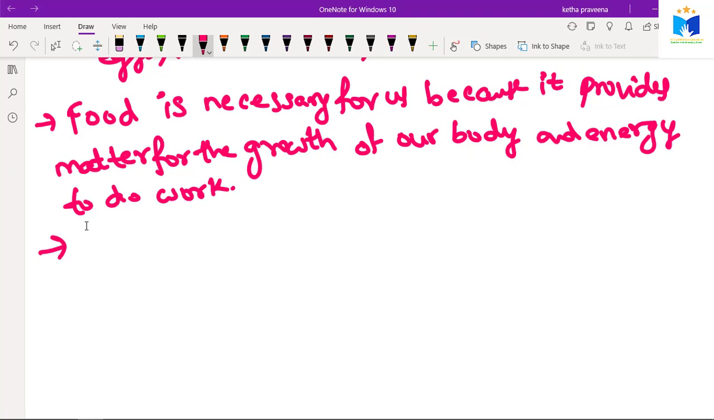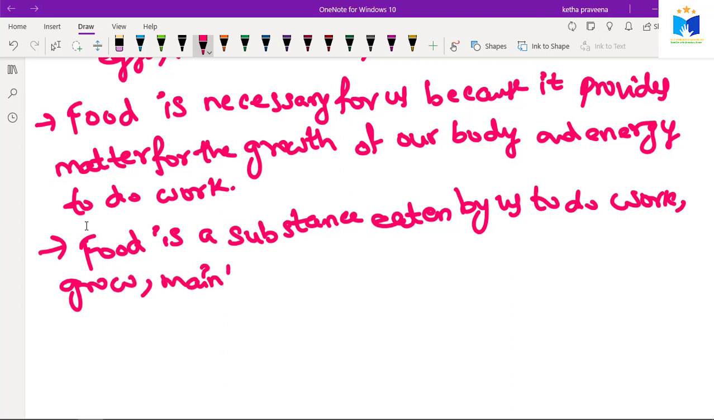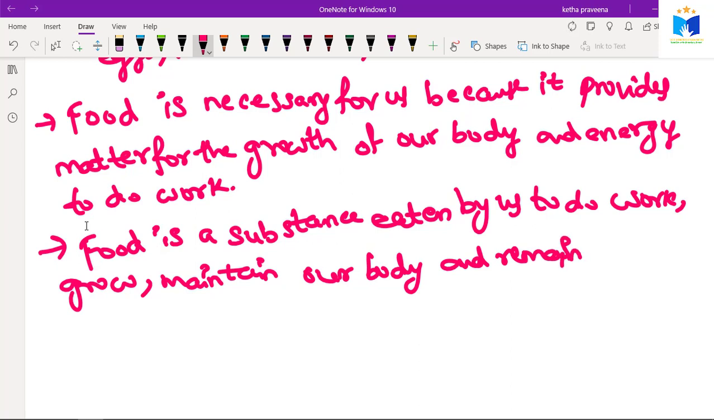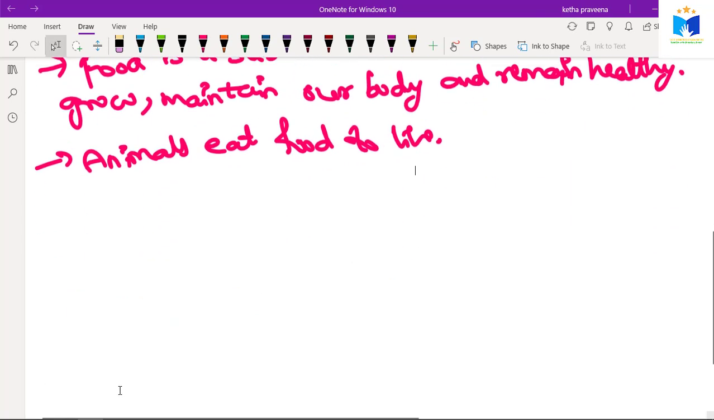Next point, food is a substance eaten by us to do work, grow, maintain our body and remain healthy. Next point, animals eat food to live.